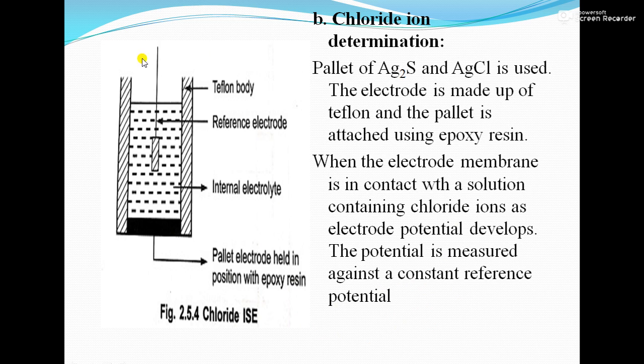So what you have to do? Just dip this electrode in the solution of different chloride ions and a potential will develop, and that potential is measured by this internal reference electrode. So that is called chloride ion determination.